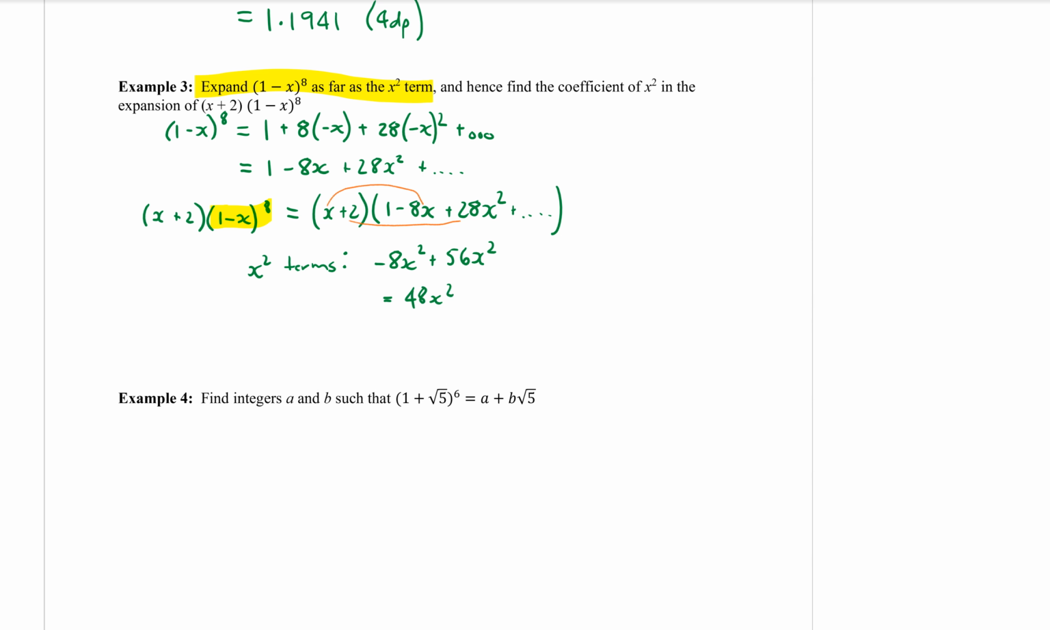To write my answer, I was actually only interested in the coefficient. So I'm going to say, therefore, the coefficient of x squared is 48. Just want the coefficient for the answer.